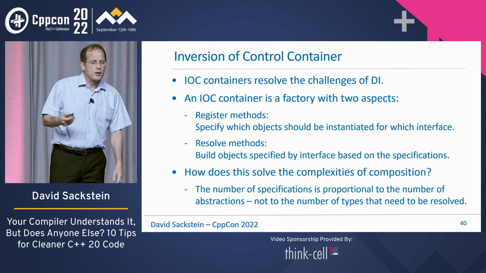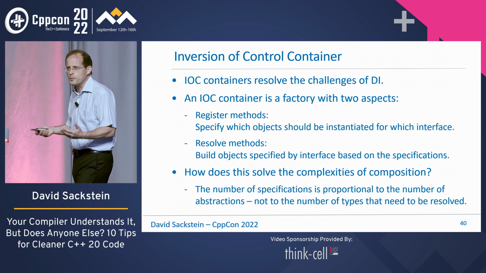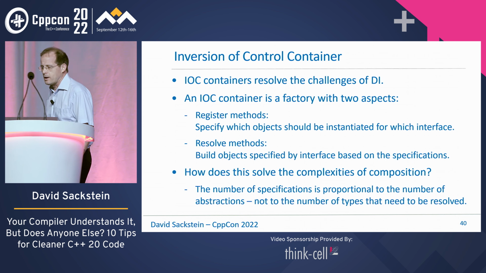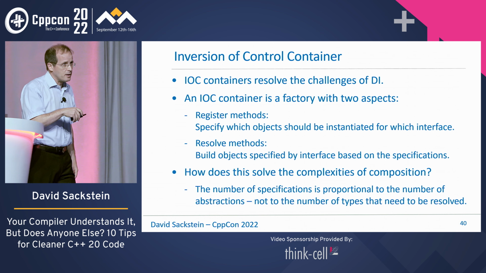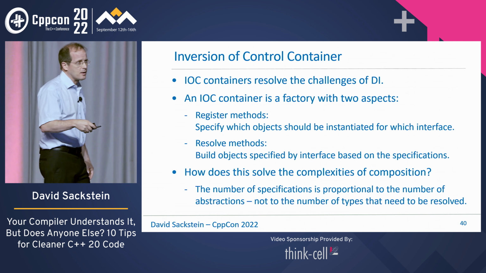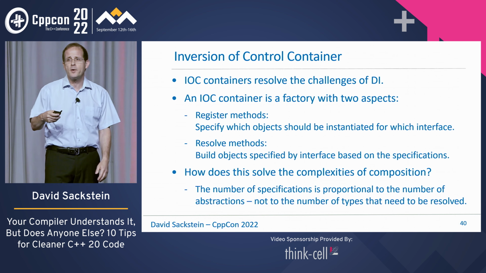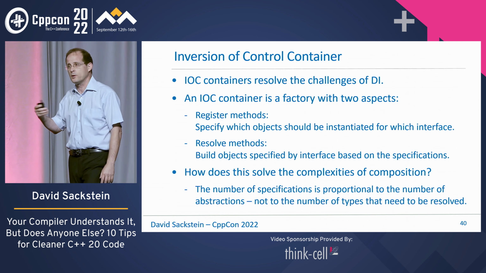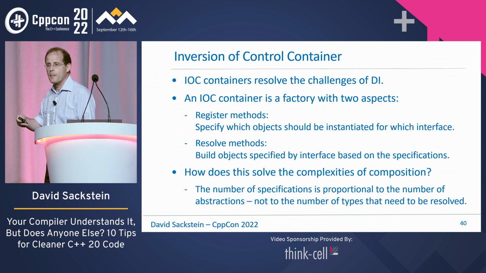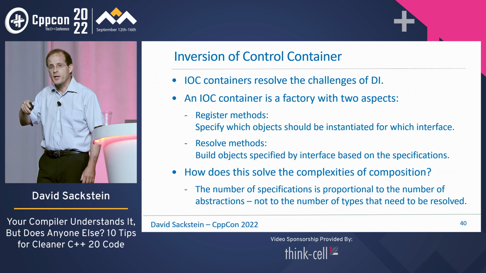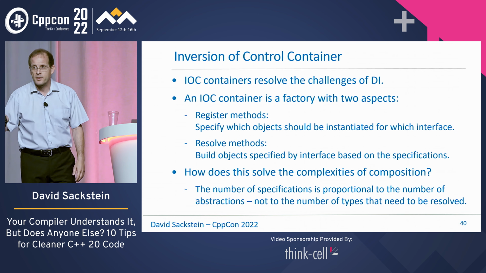Now, why is this actually solving a complexity of composition? Because basically, you still need to do registration. That's still part of the flow. So why is it solving the problem? Well, if you actually build with an IOC container, you'll get the idea yourself. You'll notice that every time that you add a new interface or a new implementation of the interface, you will need to do a registration. But every time that you create an object that needs that interface, a new type that needs that interface, you don't need to do anything.